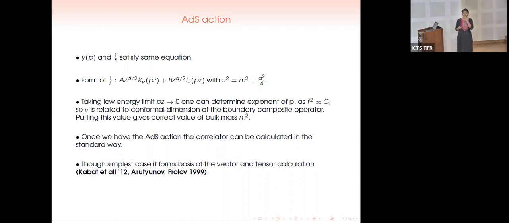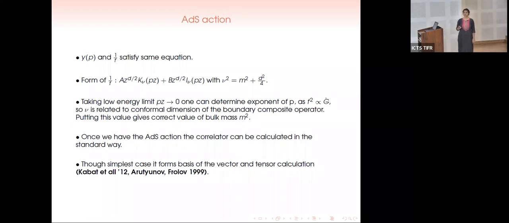Okay, so from the form of 1 by f, we can determine m of the. So depending on the Green's function in the boundary theory, we can determine what is the m square which is allowed by ADS-CFT. So this is the gist of the process.